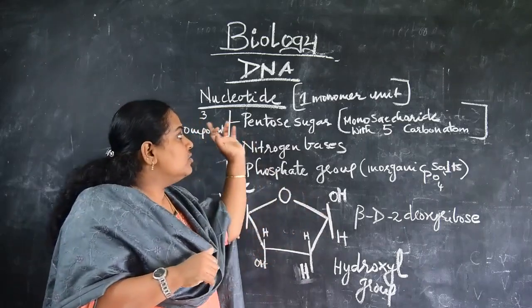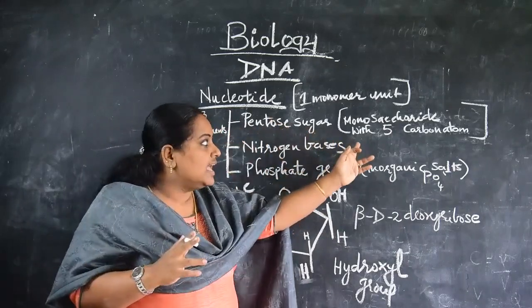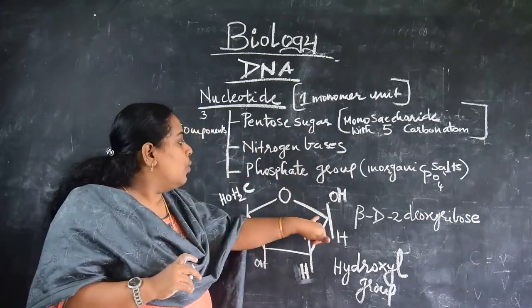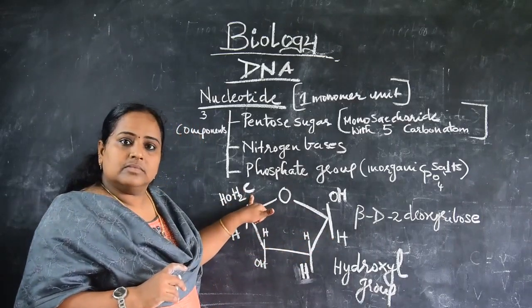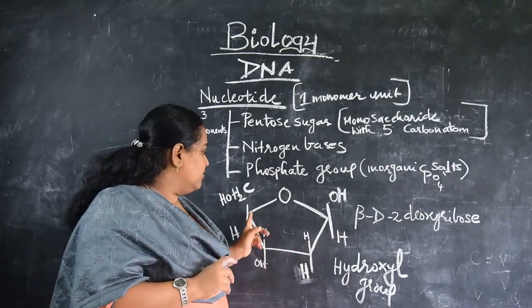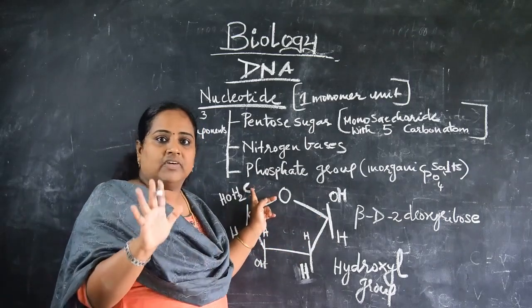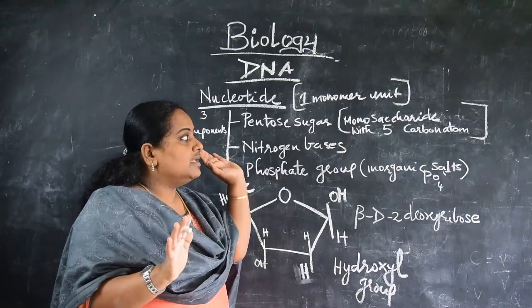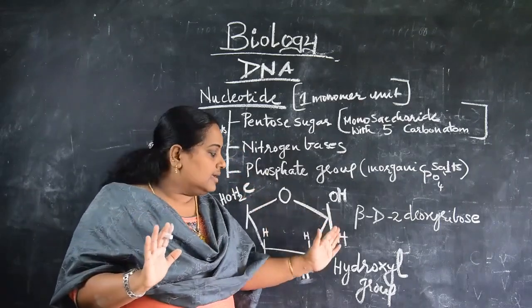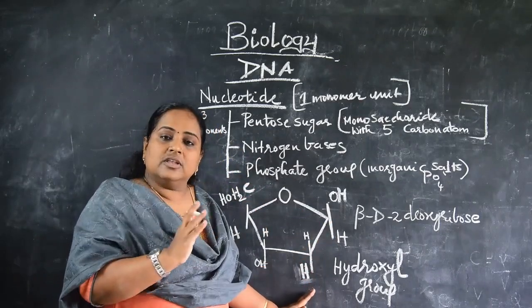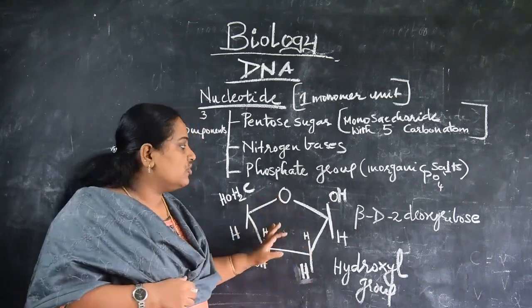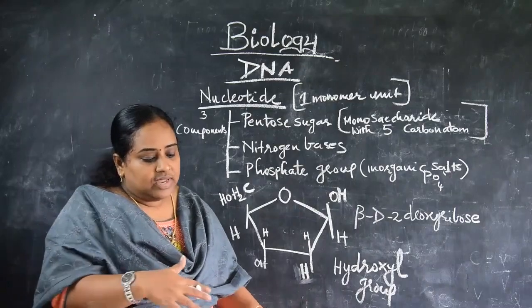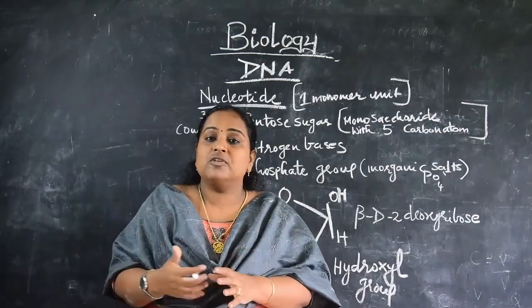So the pentose sugar is a monosaccharide with 5 carbon atoms. See here, 1, 2, 3, 4 and 5. So that is the 5 carbon atom structure, and it is a monosaccharide, and an H takes up the OH group's place. So this is the structure of a deoxyribose sugar. So next we will move on to the phosphate group.